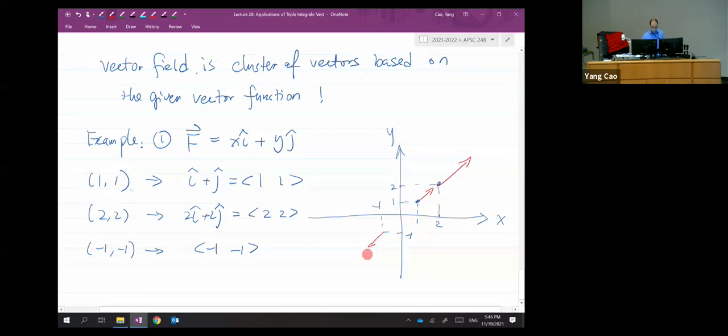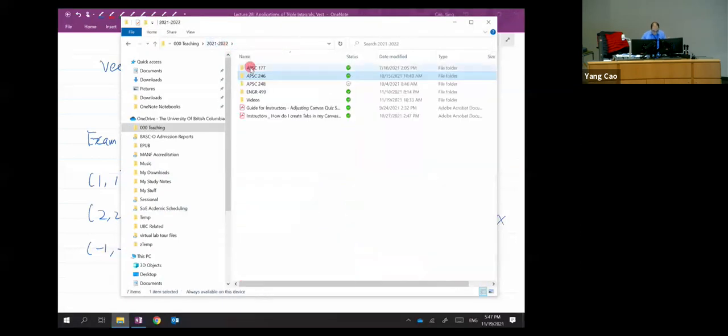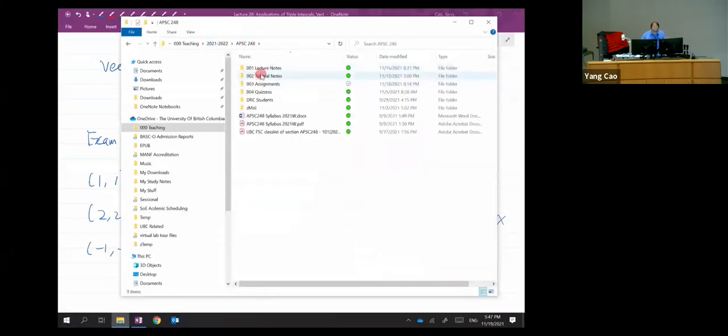So I'm only drawing those 3 here, but if you can imagine, if you draw as many as possible, technically you end up with a whole bunch of vectors pointing outwards, and the further away from the origin, the magnitude of the vector gets bigger and bigger. So you end up with what we call a vector field, right? So let me show you the pictures, what it looks like, a computer generated graph.